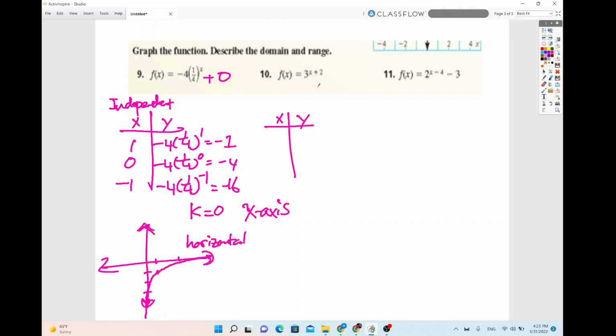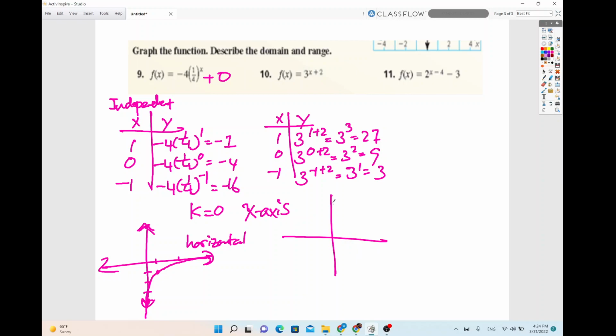And then for the other part of the function here, we just want to do the same thing. Plug in the numbers. So we got 1, 0, negative 1. Plug in 1, we got 3 to the power of 1 plus 2. So 3 to the power of 3, that'll be 27. And then 3 to the power of 0 plus 2, so 3 squared, that'll be 9. And then 3 to the power of negative 1 plus 2, so that'll be 3 to the first power, which is 3.